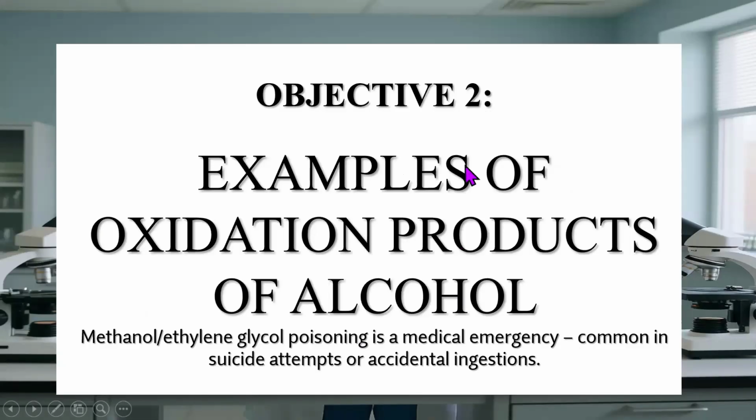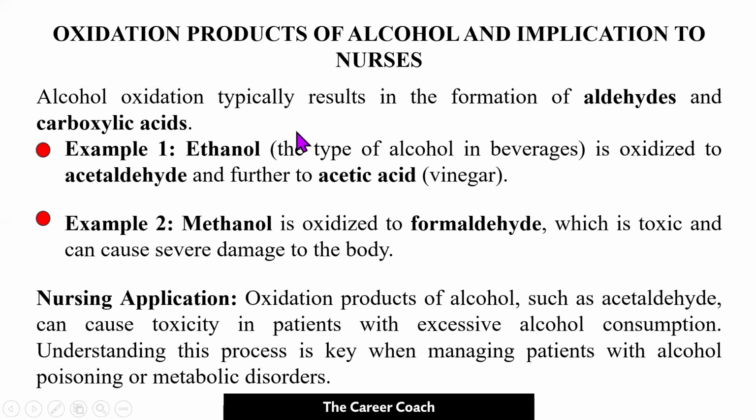Objective 2. Examples of oxidation products of alcohol. Methanol or ethylene glycol poisoning is a medical emergency common in suicide attempts or accidental ingestion. We want to look at the oxidation product of alcohol and their implication to nurses. Alcohol oxidation typically results in the formation of aldehydes and carboxylic acid.